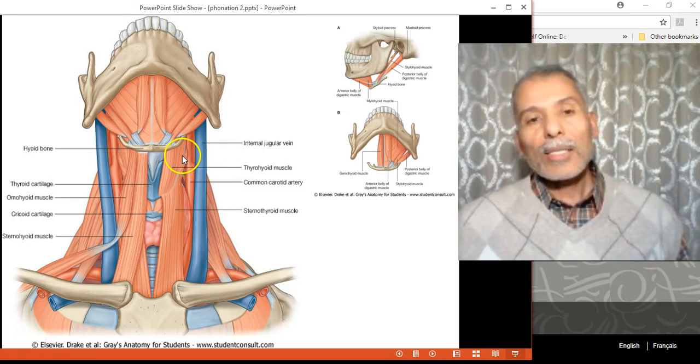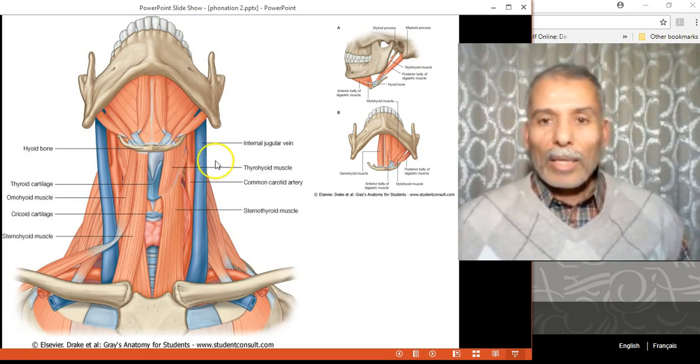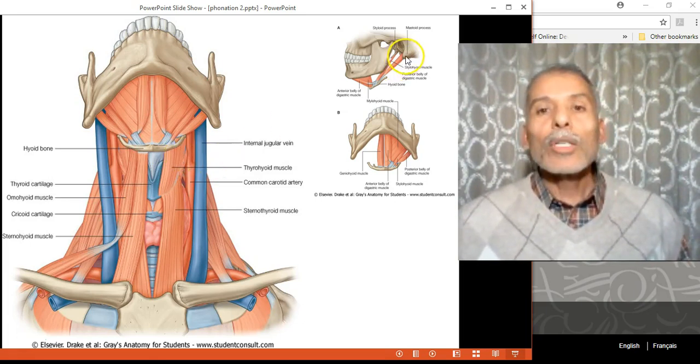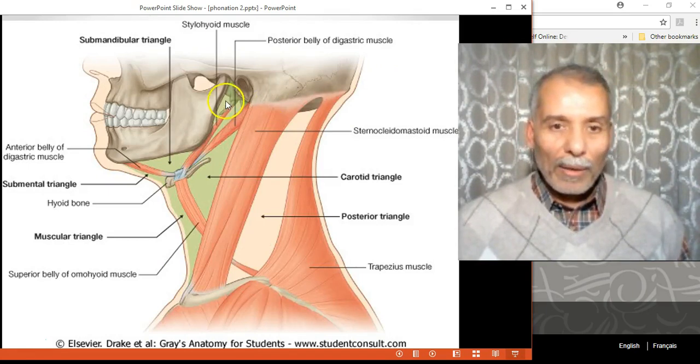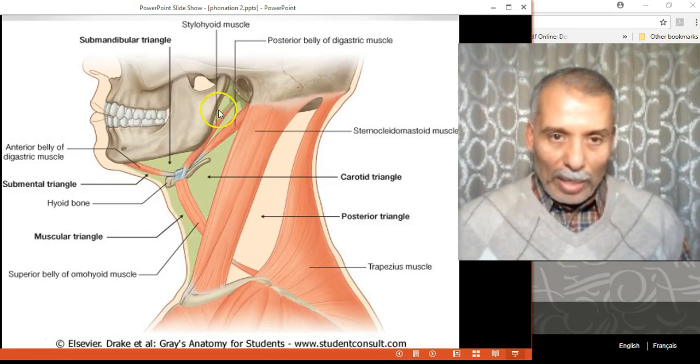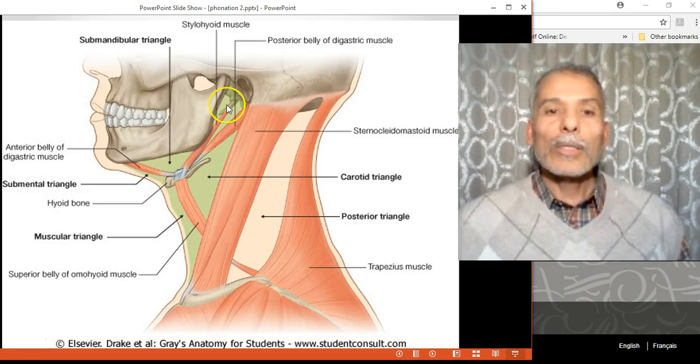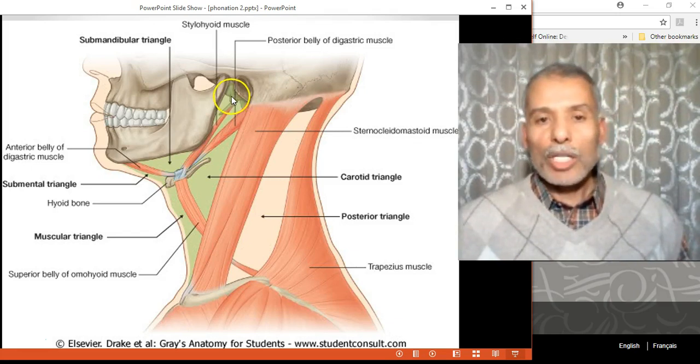DSMG, what does the S stand for? It stands for the styloid process. See this little tip of bone here? It is a very important piece, and it's called the styloid process. Out of it, there are three muscles that originate on it.